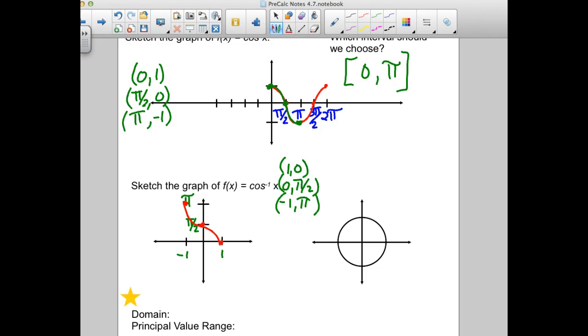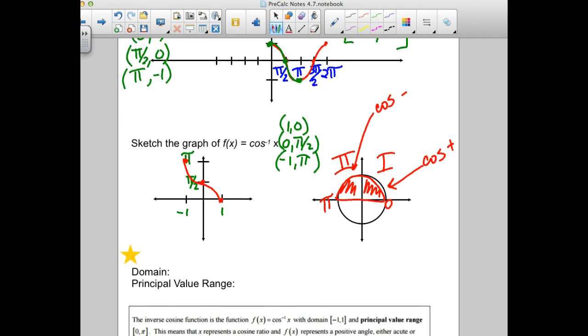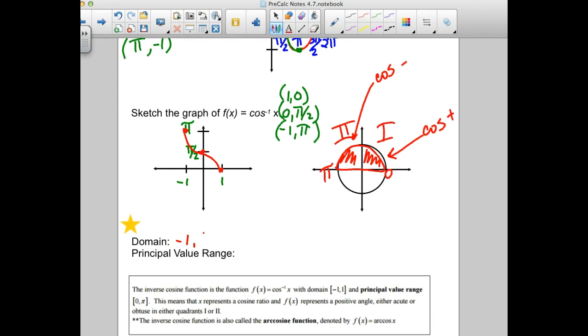So on our unit circle, we are thinking quadrants 1 and 2, going from 0 to pi. So we can be in this region here. Quadrants 2, quadrants 1. Cosine is positive here, and cosine is negative there. So once again, our domain, we are going from -1 to 1, and our principal value range for this one goes from 0 to pi.